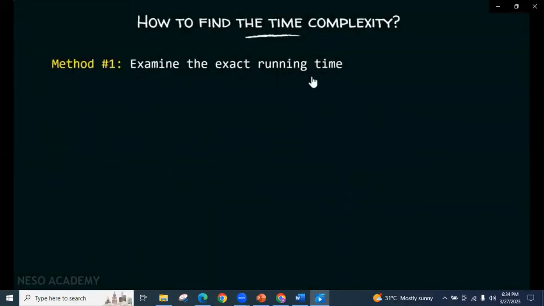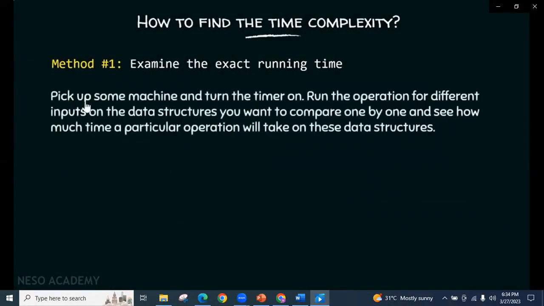Examine the exact running time. Now how to do that? Pick up some machine and turn the timer on. Run the operation for different inputs on the data structures. You want to compare them one by one and see how much time a particular operation takes on these data structures. Obviously, the requirement is that you need a machine and maybe a timer.